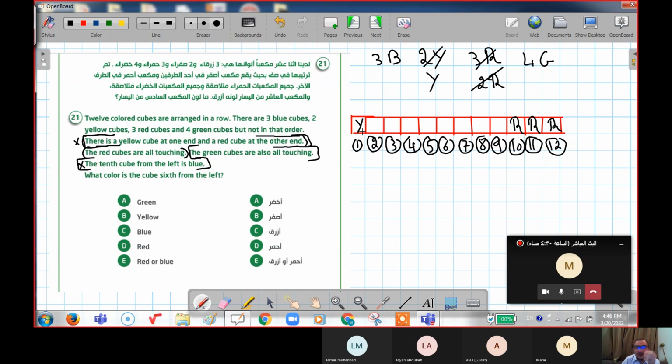I choose it at random, for example. Okay? So when I choose yellow in the first cube, the third condition in the given problem says that it must be a red or blue cube in the 10th cube from the left. If I keep the yellow at the first boundary, and the last boundary is red, it's not correct.